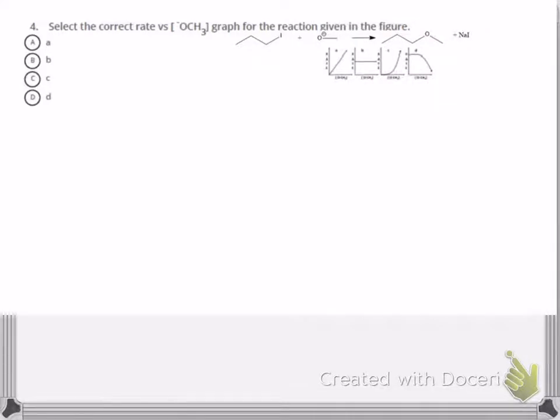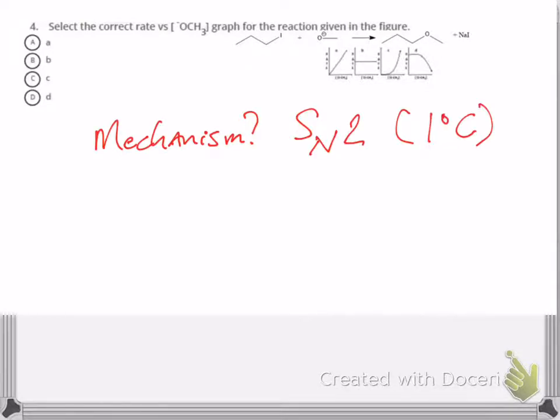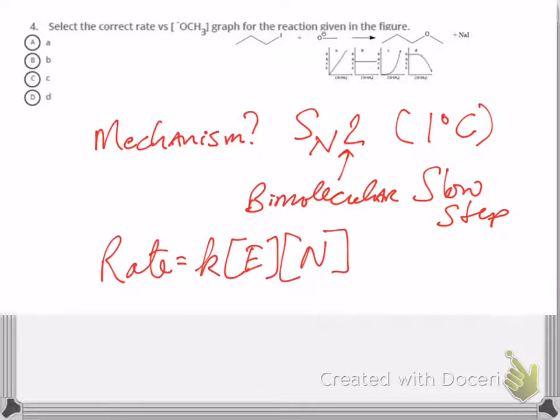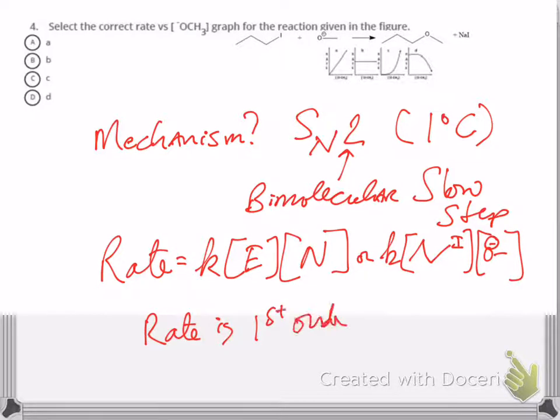Next reaction here, we have what looks like a primary carbon reacting with the nucleophile, so we need to find the mechanism. Is it SN1 or SN2? It's a primary carbon. The carbon that has the leaving group has only one other carbon attached to it. So we know this is going to be a bimolecular slow step. That's what the 2 means in SN2. We could write the rate law as the substrate times the nucleophile, however you've heard it, which should be k times our 2 reactants. So if we look at the rate versus concentration of the nucleophile, which is first order, we would see a nice straight line, which should be A.